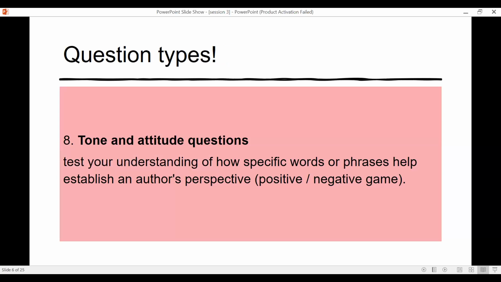Now, the question type number 8, tone and attitude questions. From the title of this type, you can feel like we're gonna play this positive negative game. So tone and attitude: is the author approaching a certain idea or a certain aspect in the passage positively or negatively? This will test your understanding of how specific words or phrases help establish an author's perspective, an author's position, an author's opinion.